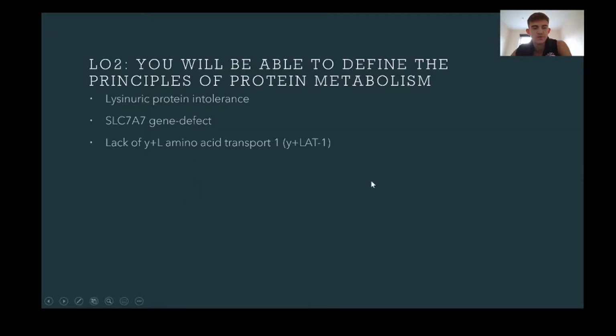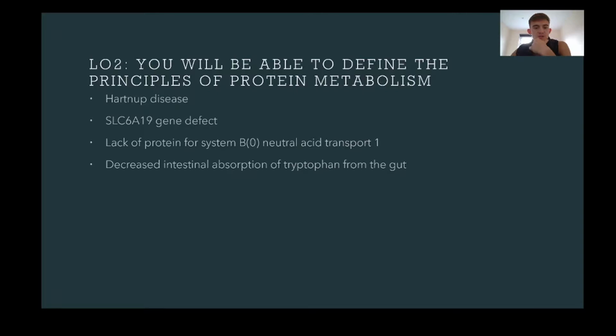So if we talk about some of these, firstly, defects that can occur with these amino acids. So we've got lysinuric protein intolerance. That's a defect in the SLC7A7 gene, and what happens is the lack of y+L amino acid transporter 1. It sounds complicated, but it's just a transporter, and a defect in this means certain amino acids can't be transported around the body. Then we've got Hartnup disease, another gene defect of SLC6A19, and that's a lack of protein for system B0 neutral amino acid transporter 1, and that means there's decreased intestinal absorption of tryptophan from the gut. So another amino acid that we need, and with this gene defect we have a decreased absorption of it.